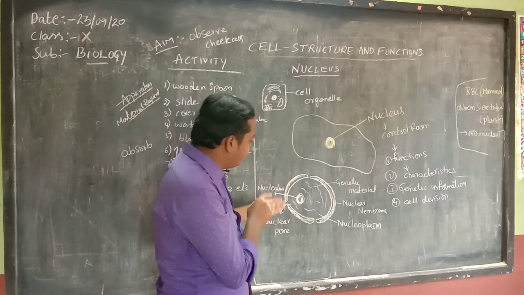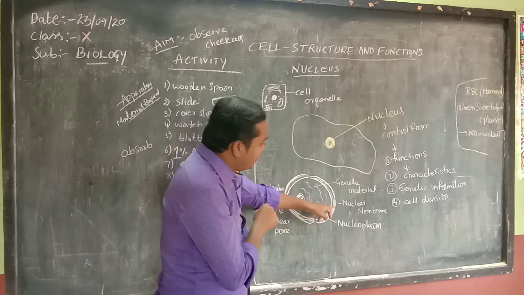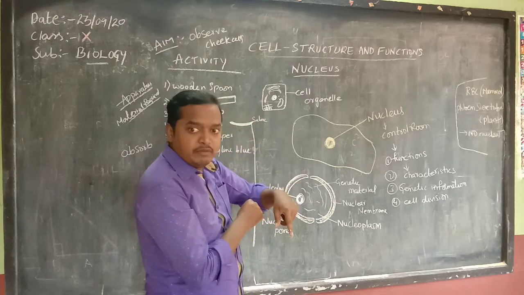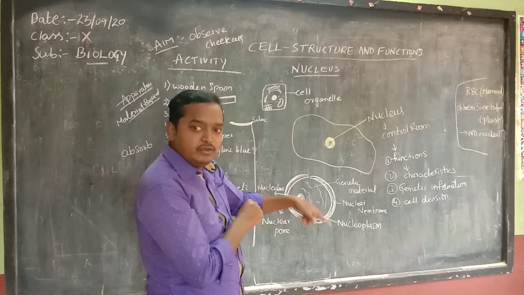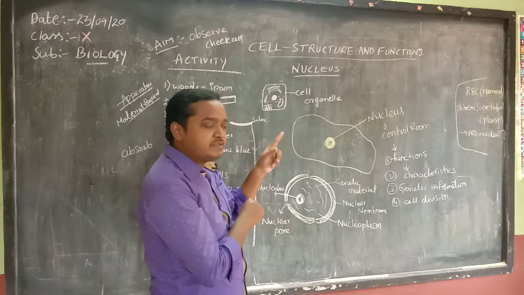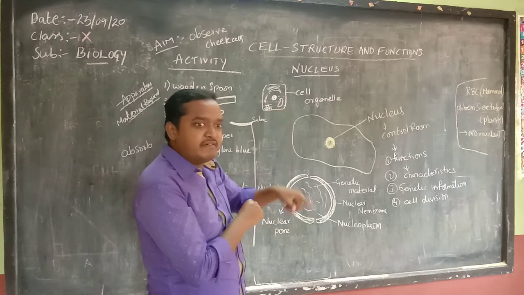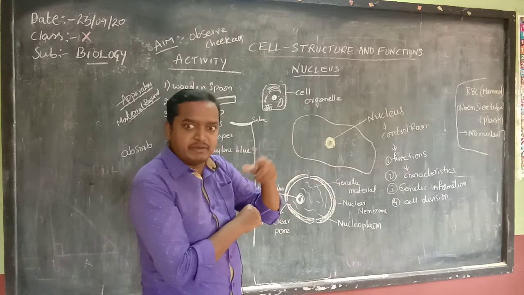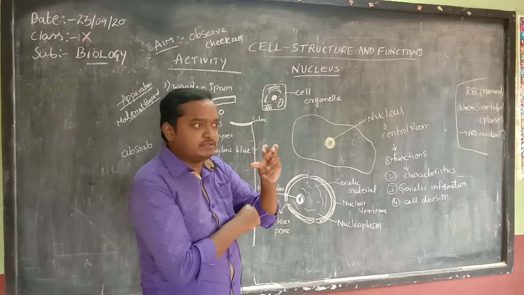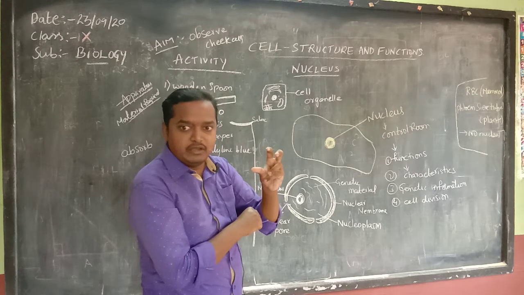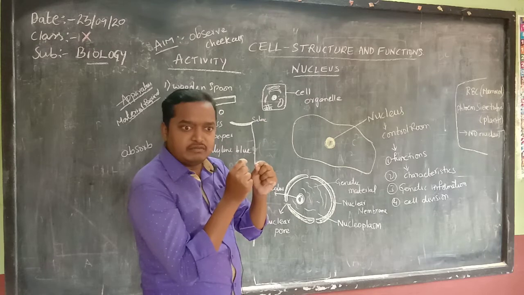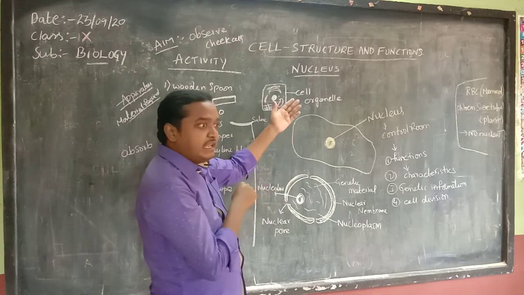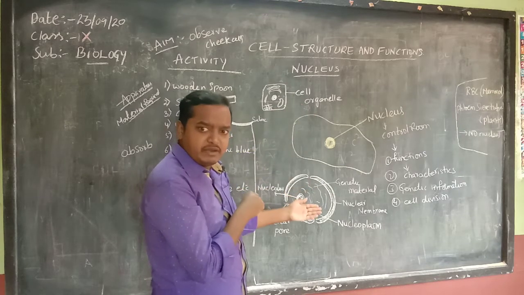So first of all, what are the parts the nucleus has? Nuclear membrane, plasma membrane, cell membrane. Cell membrane means what? The membrane covering the cell is called cell membrane. A boiled egg will have some membrane, no? When you peel the outer shell of the boiled egg, what will be there? A small layer will be there. That is the membrane. So for the cell, it is cell membrane. For the nucleus, nuclear membrane.